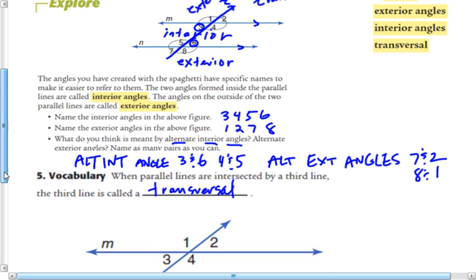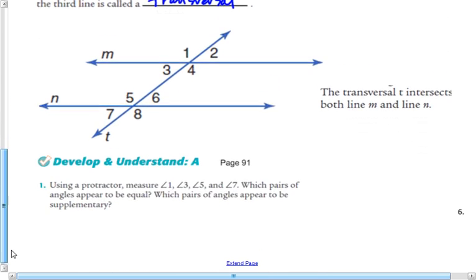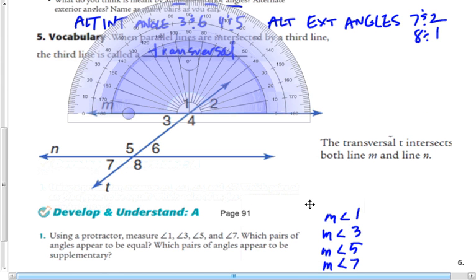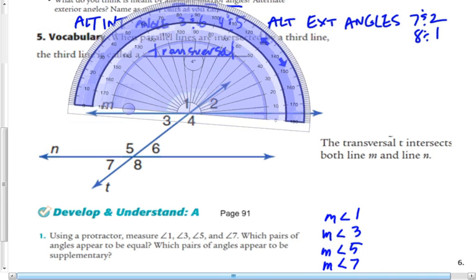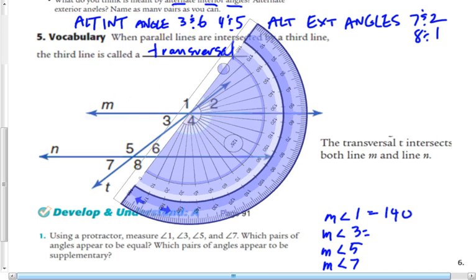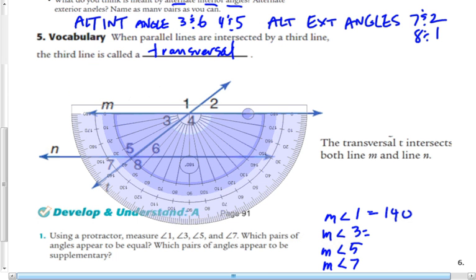All right, let's explore some angle pairs. It says here, using a protractor, find the measures of angle 1, 3, 5, and 7. I'm going to help you do that. Let me get a protractor here. Okay, so first angle I'm measuring with my protractor here is angle 1, and that's right here. And since it's an obtuse angle, we have to say that one is 140. Okay, and then the measure of angle 3, we can just spin this around this way. Measure that one. That's an acute angle, and it looks like about 40 degrees for that one.